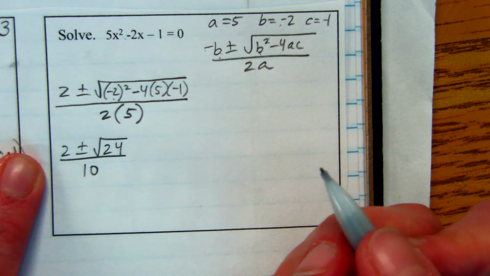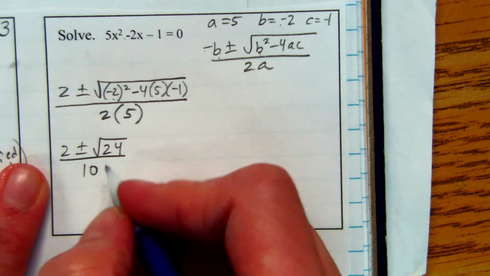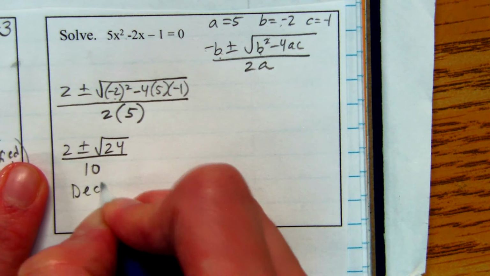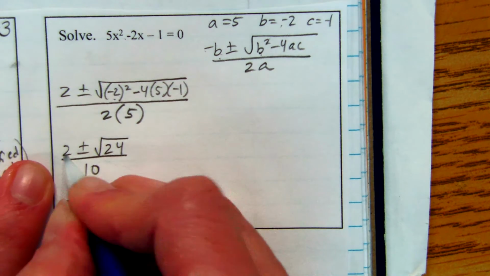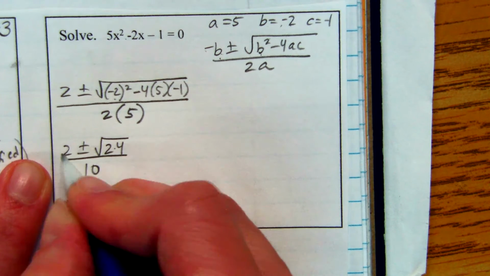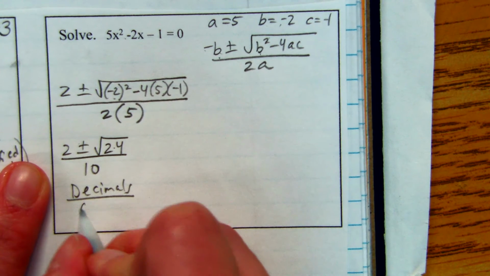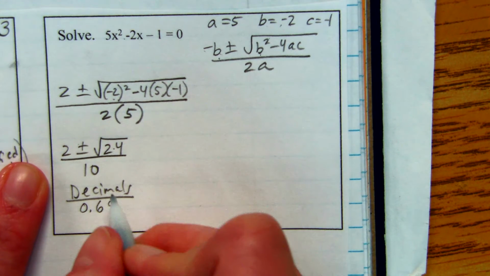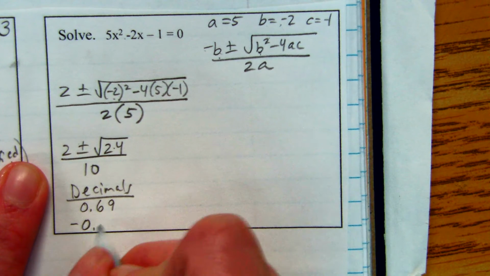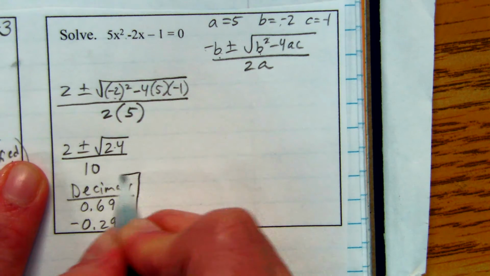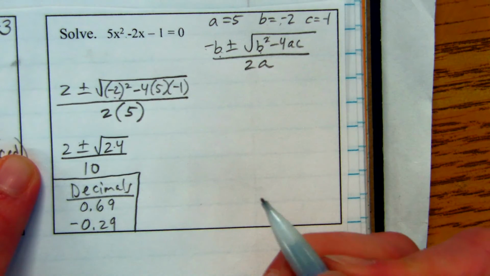So for the sake of time, if we are looking for decimals, you're just going to use your calculator, type in the top, get the answer, divide by 10. With the plus the first time, minus the second time. You're going to get 0.69 for one of them and negative 0.29. And that would just be using your calculator.